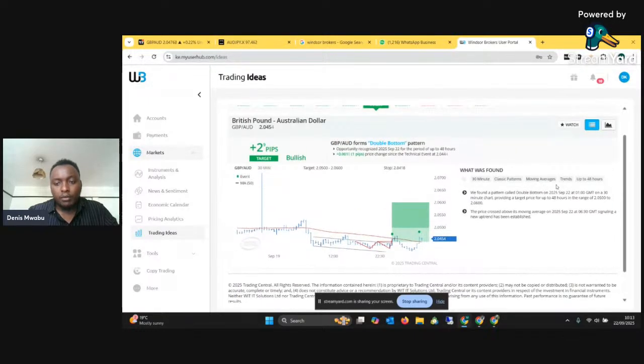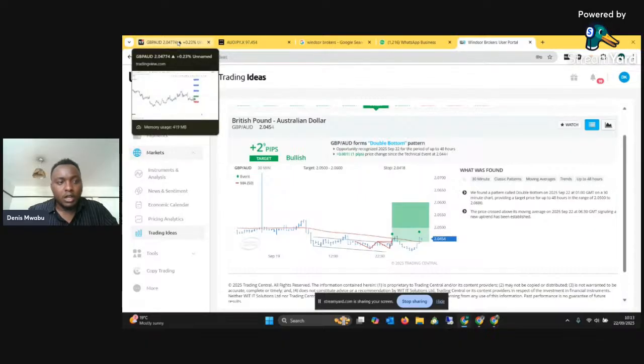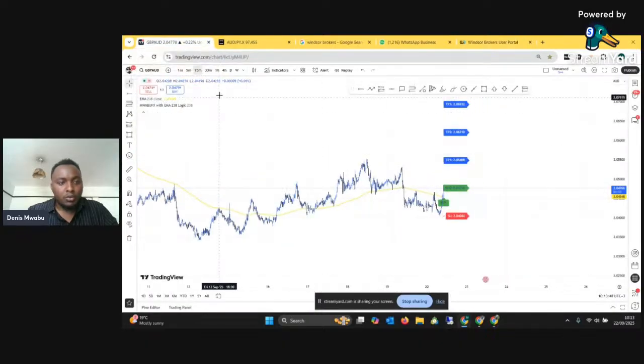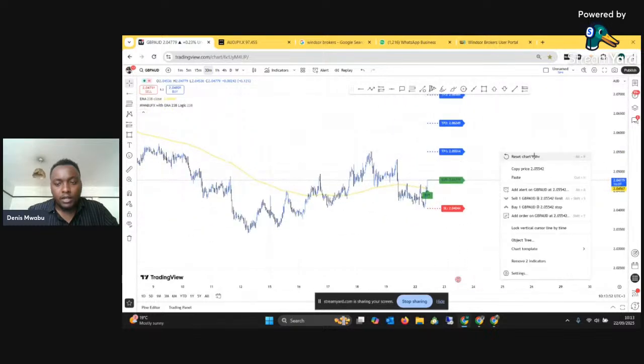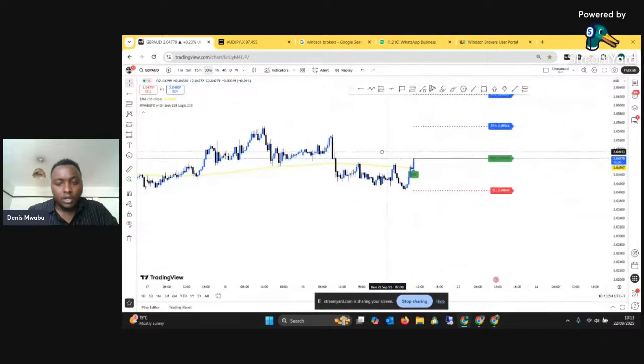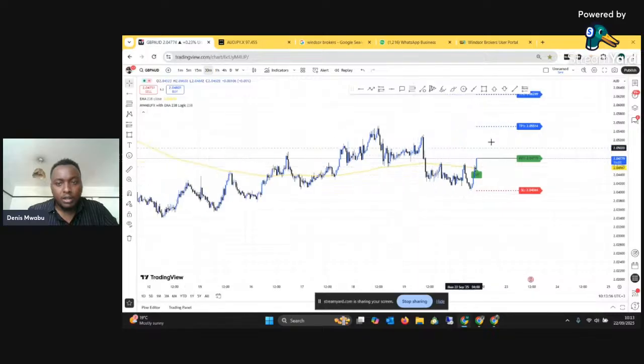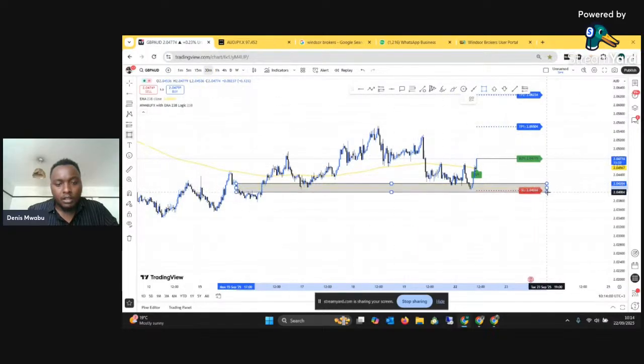30 minutes time frame, moving average trends. This may play out for up to 48 hours. So GBP AUD, come on the 30 minutes time frame. All right, fantastic. I like what I am seeing here, my guys. This might be our trade for the day. This might be our trade for London session.